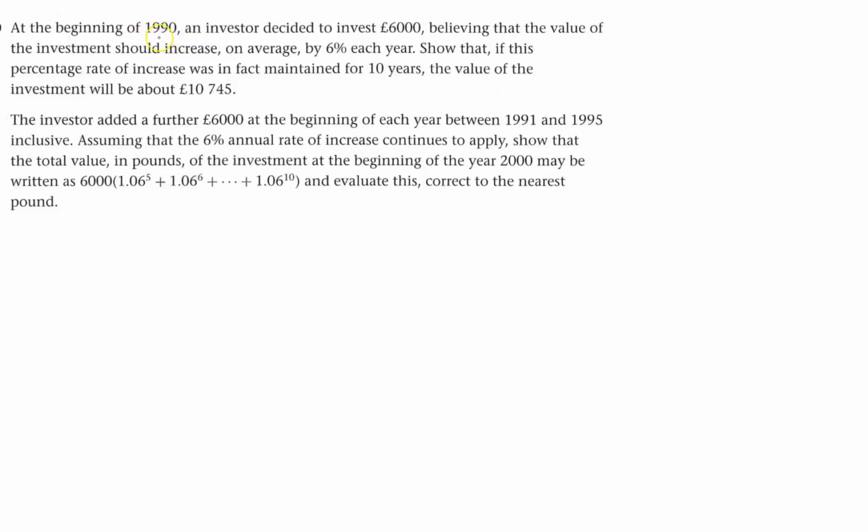Okay, at the beginning of 1990, investors decided to invest 6,000. So that means that A equals 6,000. Believing the value should increase on average by 6% each year, the R will be 1.06. Show that if this rate carried on for 10 years, the value of the investment.